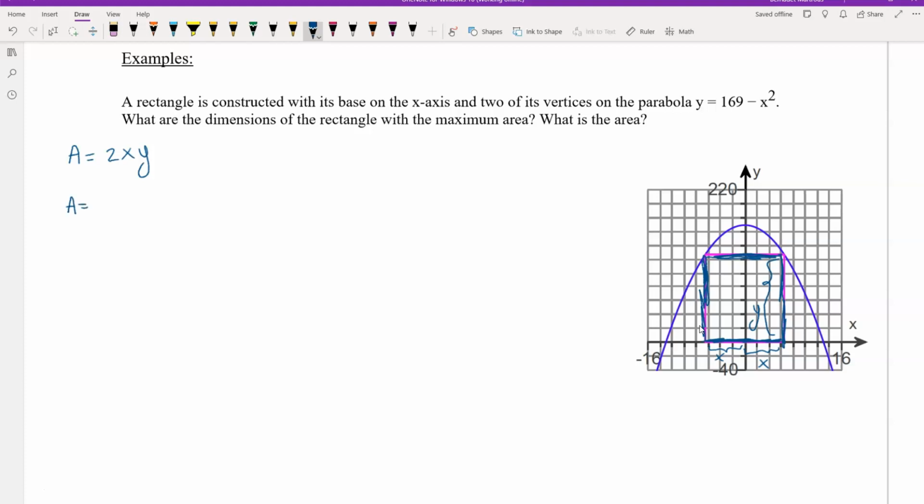So area is equal to, we have y is equal to 169 minus x squared. So use that one here on this part. So we have 2 times x times y, which is 169 minus x squared. So A is equal to 2x times 169, that is 338 times x minus 2x cubed.